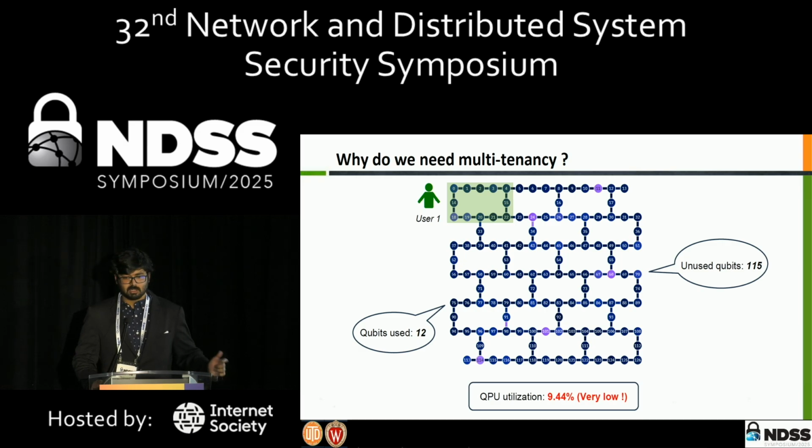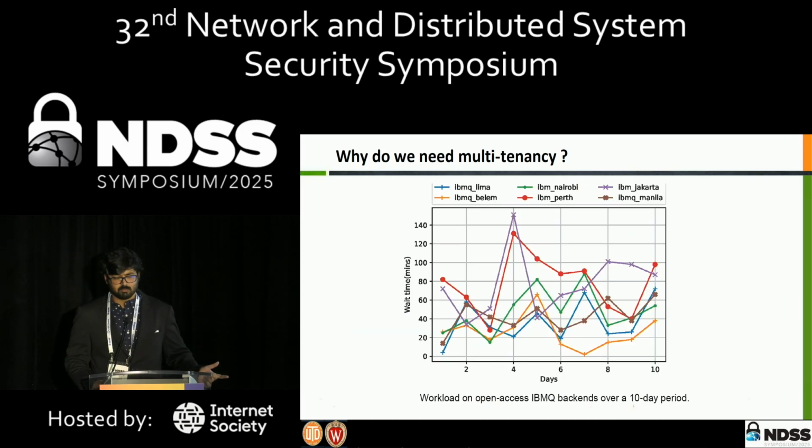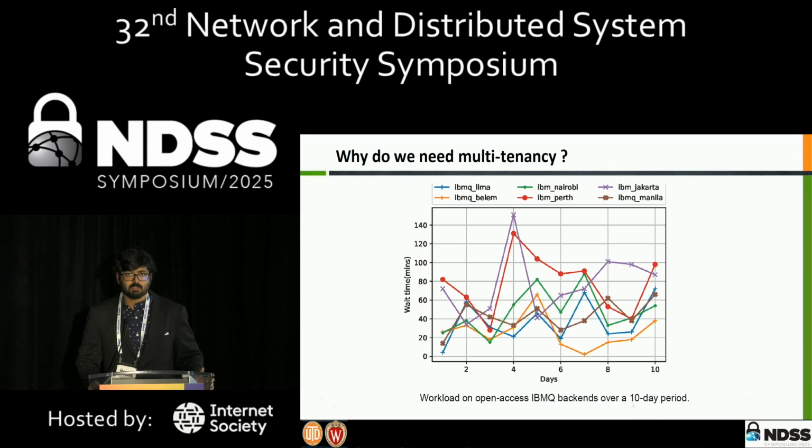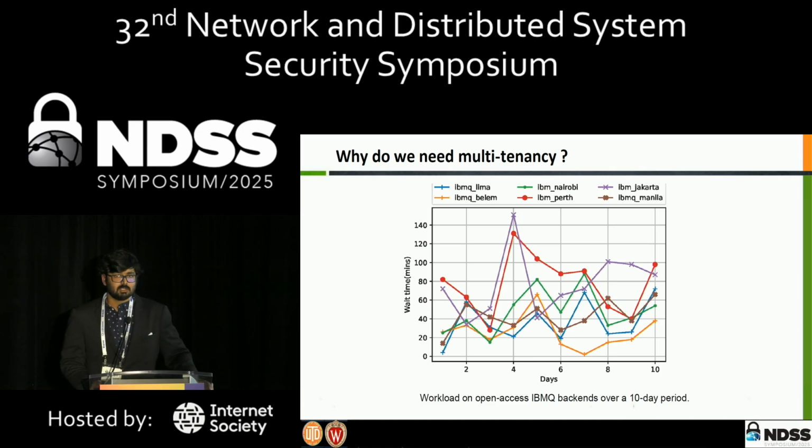This, in tandem with high wait times, will also cause several issues with single tenancy. Wait times is what we mean by how long the jobs are in queue before they are executed on the quantum computer. We did a study across 6 different quantum computing backends over a period of 10 days, and we found that the wait time could vary anywhere between under a minute to over 2.5 hours, which is really long.